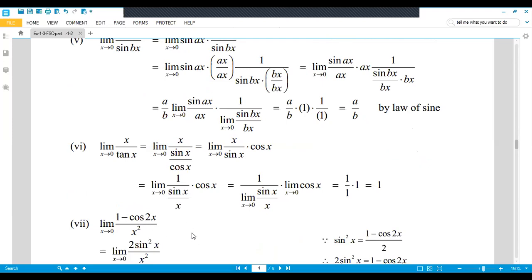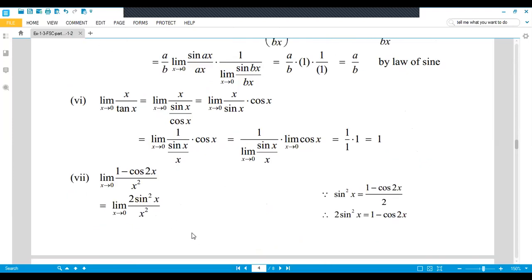So this is the formula: 1 minus cos 2x divided by 2 is equal to sine square x. This 2 is divided here and shifted to the other side, which means that 2 sine square x is equal to 1 minus cos 2x. So in place of 1 minus cos 2x, you put 2 sine square x by this formula.